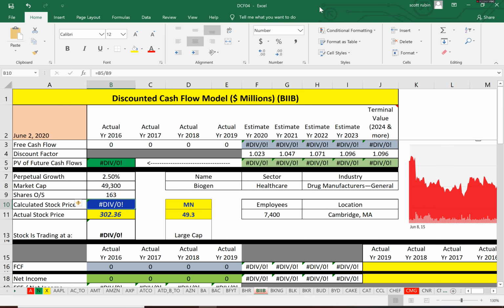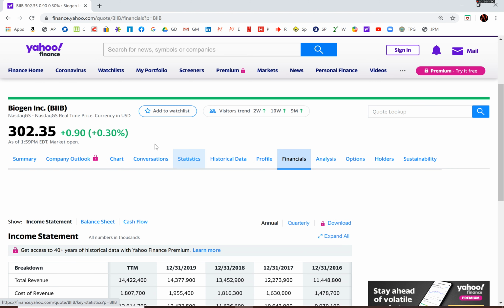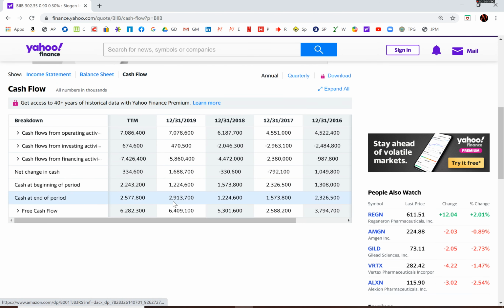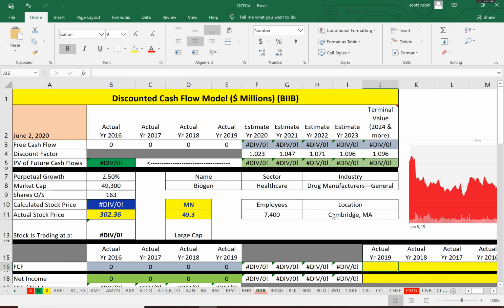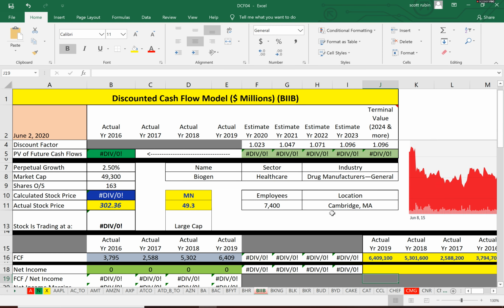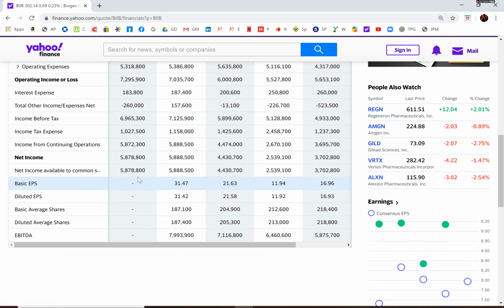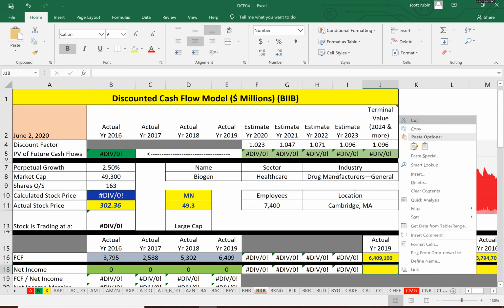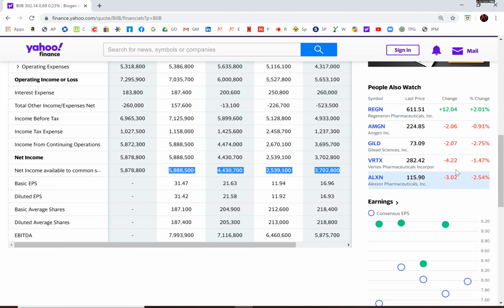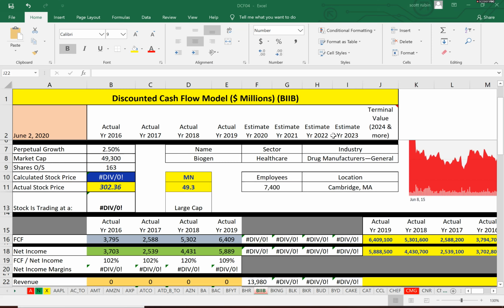So the first thing we need to do now is get the free cash flows, and that's in Yahoo Finance in the cash flow section. So we'll just pull the past 4 years of free cash flows, and this is the cash that's left over after operating the business. Next, we need net income, which is on the income statement, and that's the profit and loss for a given year. And then we need the revenue, and that's also in the income statement.